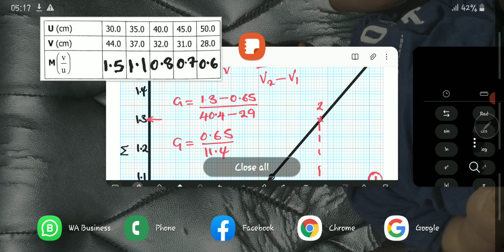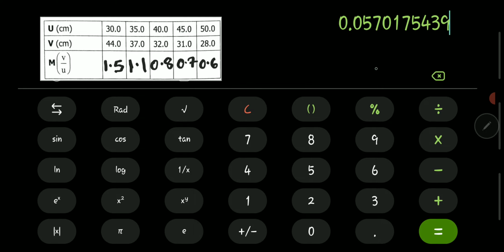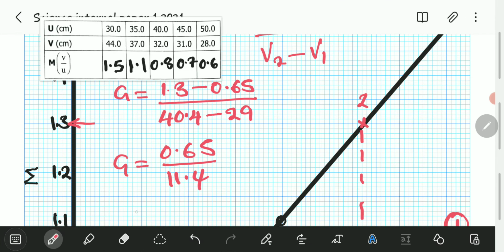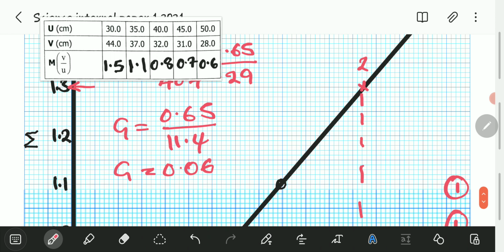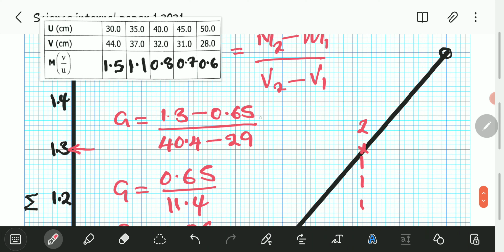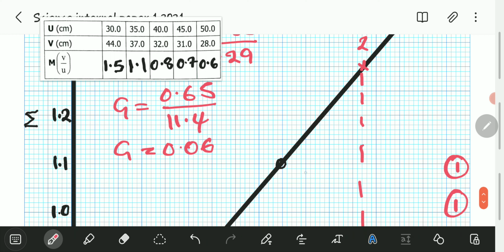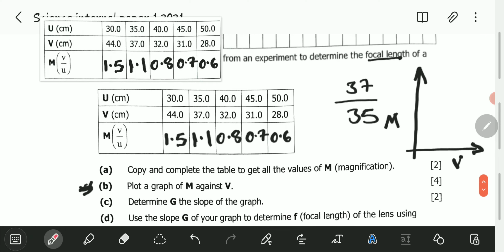Is it? Yes, 11.4, which is 0.057, or 0.06. So g is equal to 0.06. What will be the units? For m on top, we don't have units, but below we have units. So it is going to be centimeter to the power -1, or per centimeter. That is our g. For doing that, you score another mark. All right, let's get back to the question.